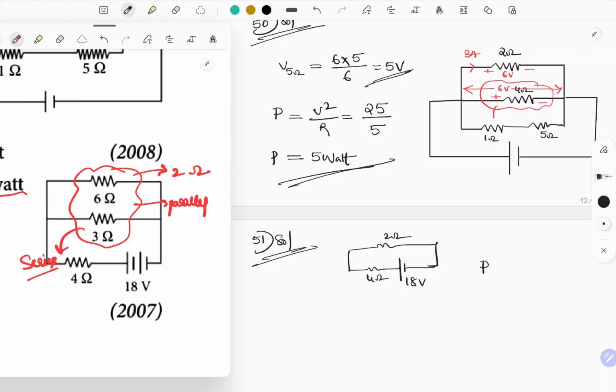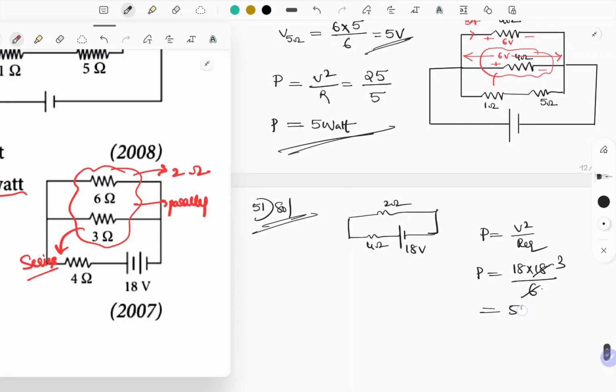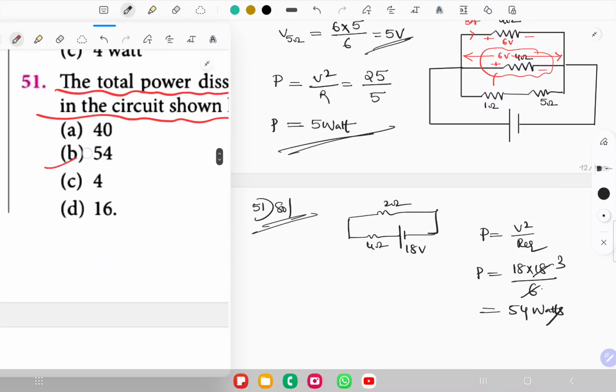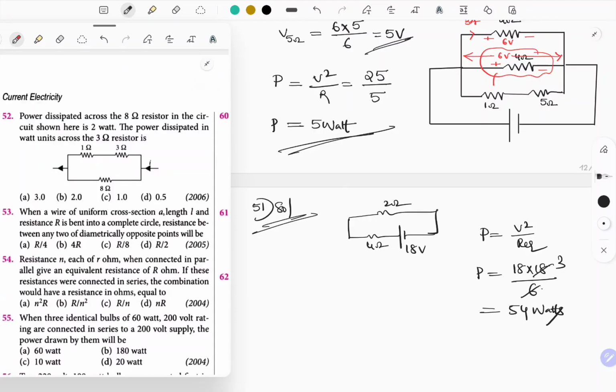The question is asking for power dissipated, that is V square by R equivalent. V value is 18, so 18 into 18 divided by R equivalent. R equivalent is 6 here. 6 3s are 18, so the answer is 54 watts. Which option? Option B is the correct answer. Got it?